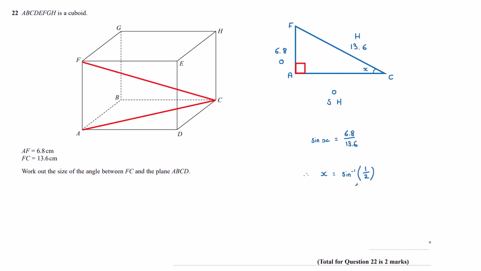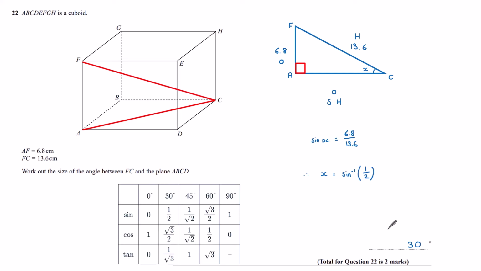And so sine to the minus 1 of a half is 30 degrees. And this is one of the values that you need to know. I've included the table here of other values you will need to know before you head into your non-calculator exam.